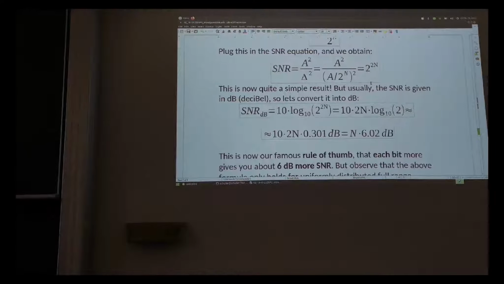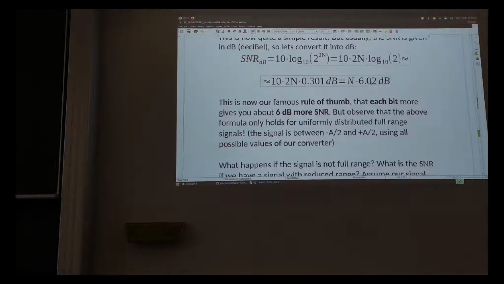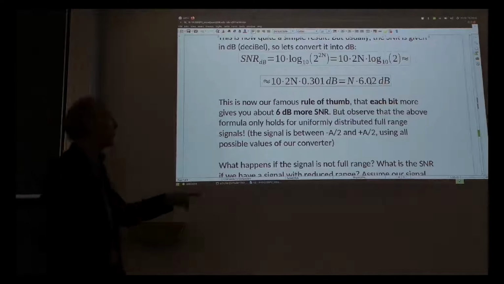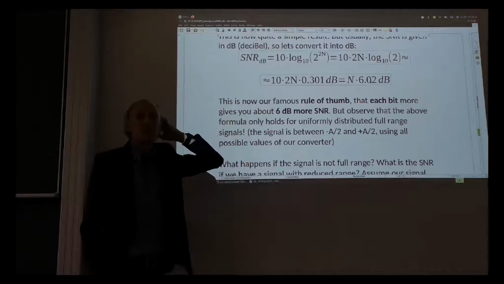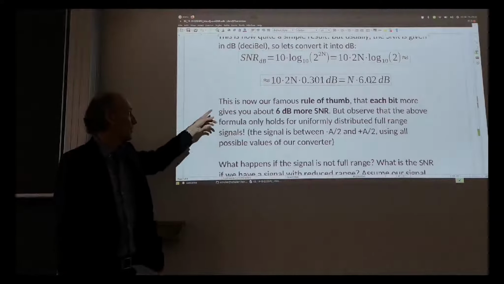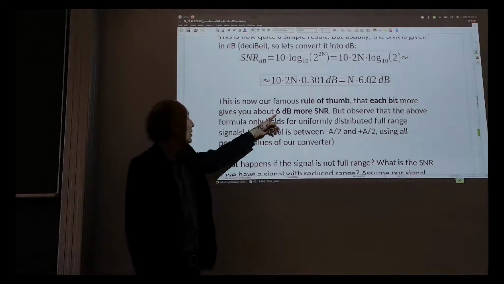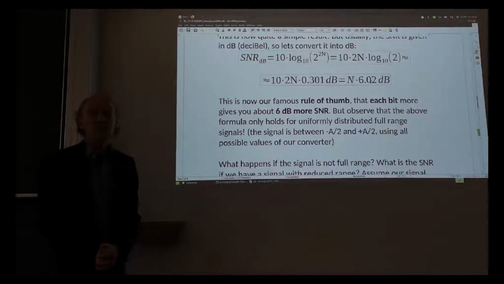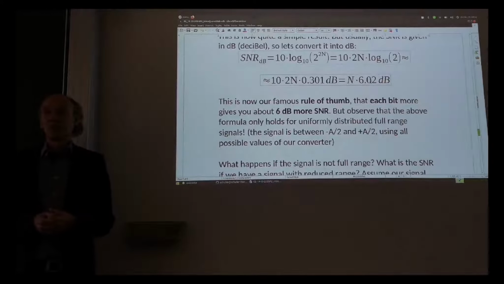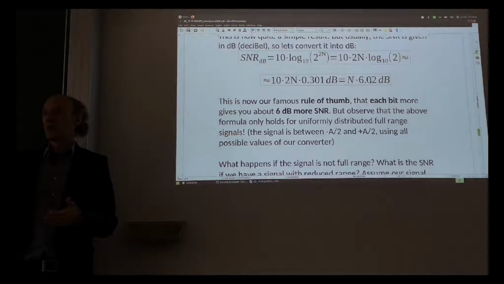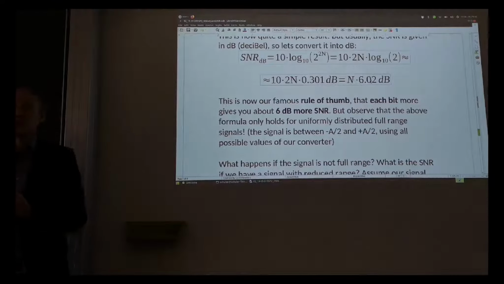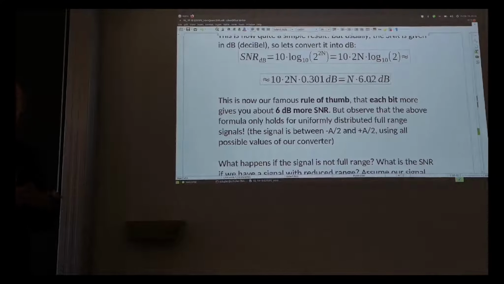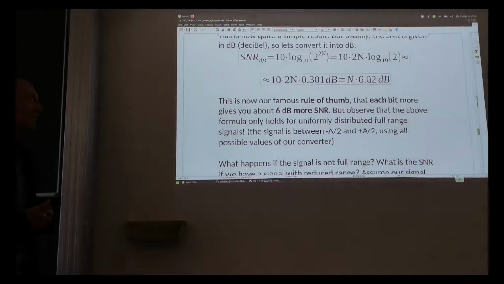So this shows if we increase n by 1 bit, then we have 6 dB more SNR. This is the rule of thumb, that each bit more gives you 6 dB more SNR. So if we go from 7 to 8 bit for our A to D quantizer, we gain 6 dB in SNR. So it's easy to remember, right? Easy rule of thumb.